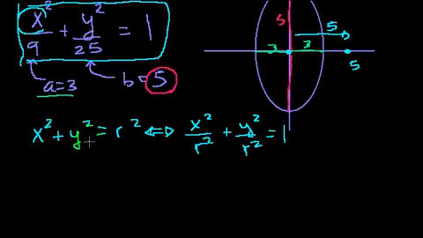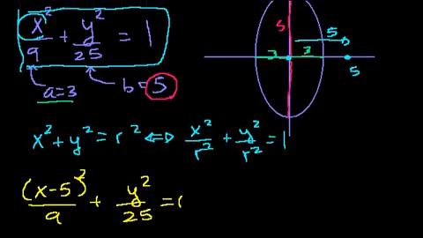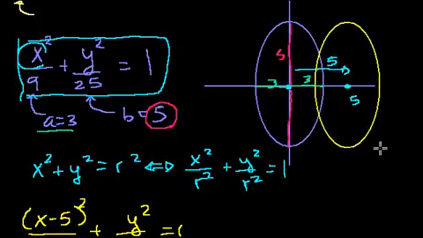Well, I'll actually draw it for you because I think that might be confusing. So if we shift that to the right by 5, the new equation of this ellipse will be x minus 5 squared over 9 plus y squared over 25 is equal to 1. So if I were to draw this ellipse right now, it would look fairly similar to the ellipse I had before. It would look just like that, just shifted over by 5.